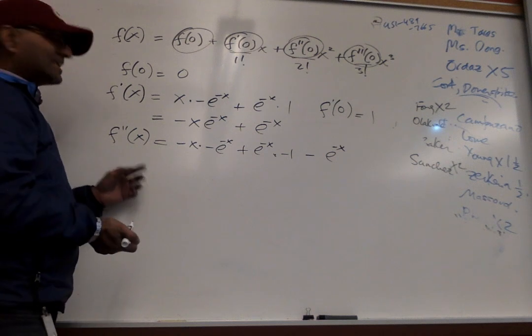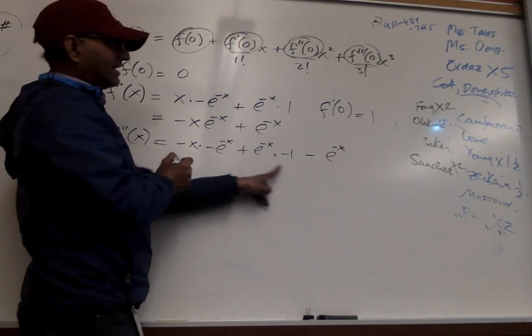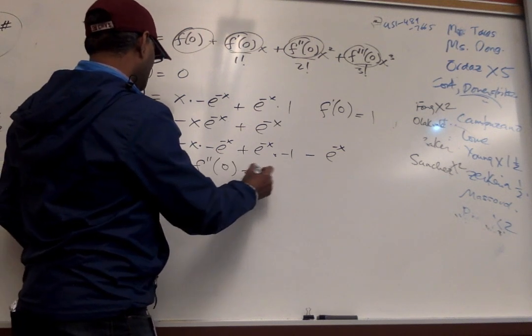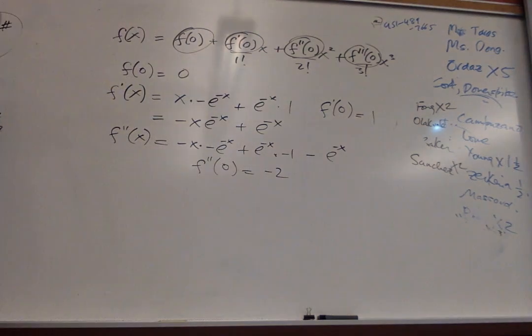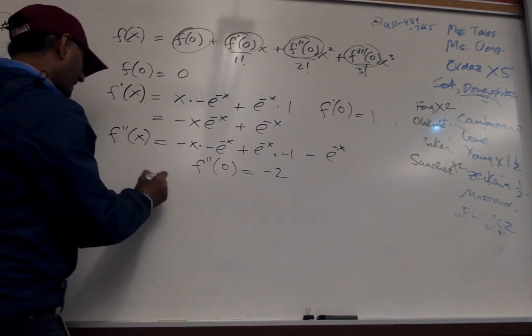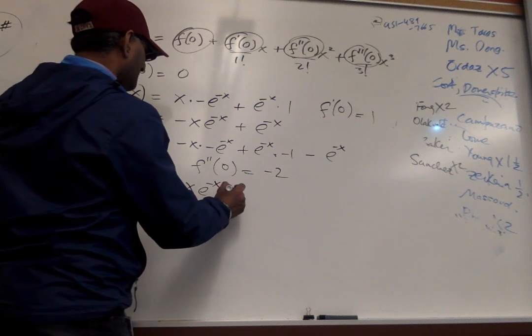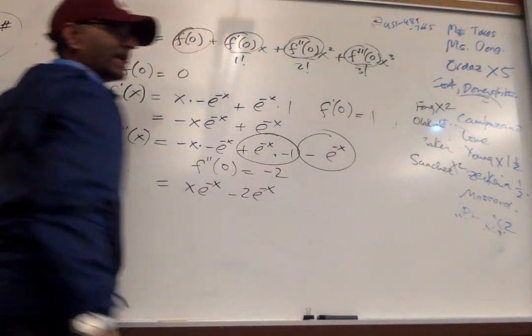Okay, I'm going to plug in 0. Will that first term collapse? Is the second term negative 1? Is the third term also negative 1? So is f double dash of 0 negative 2? Okay, rewriting is your friend. So f double dash of x is positive x e negative x minus 2e negative x. I hope you understand your algebra.